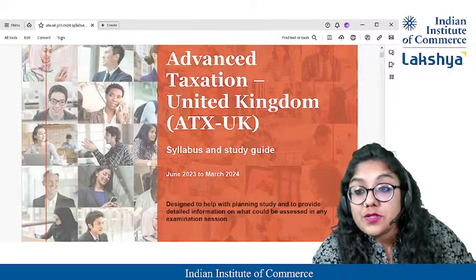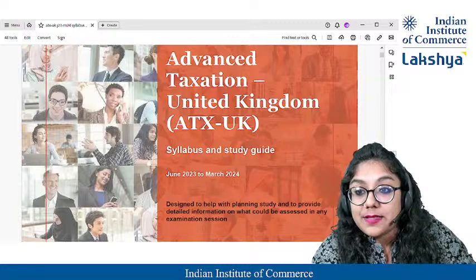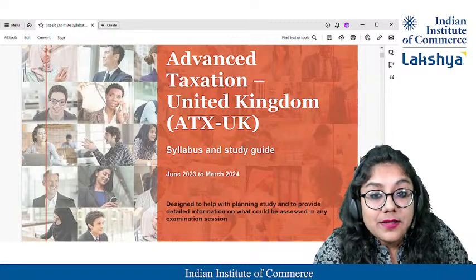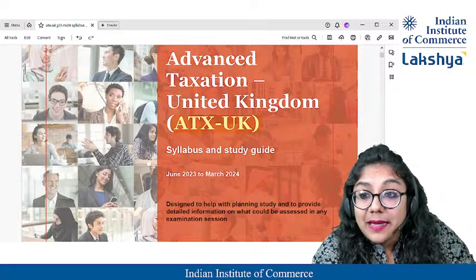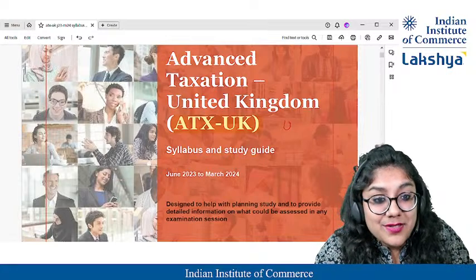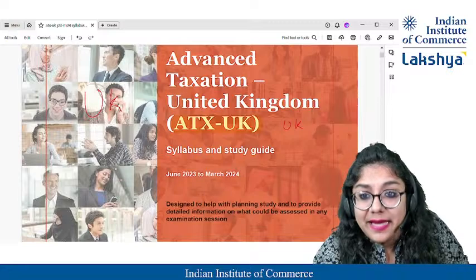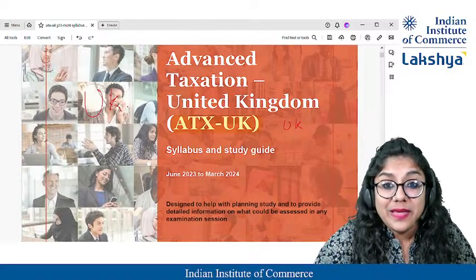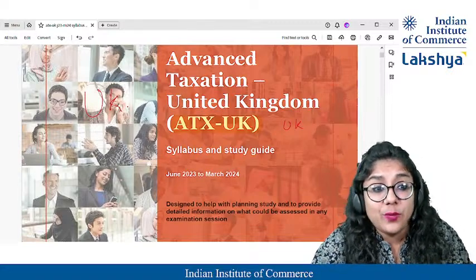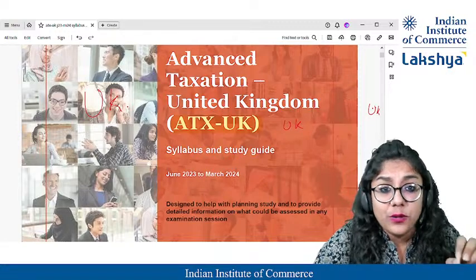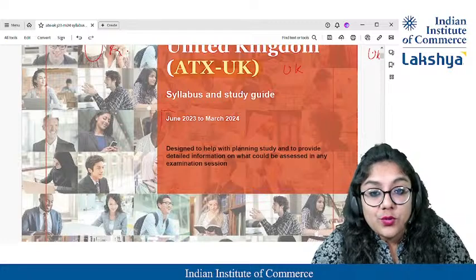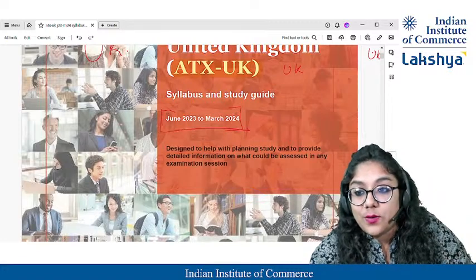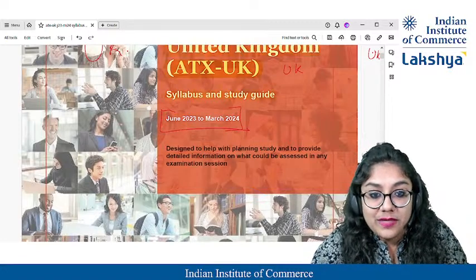Over here it's Advanced Taxation, and that too ATX UK. The first word I always want to highlight is ATX UK. Guys, please learn it's UK. Whenever you book your examination, please don't book any other variant. It is only the UK variant, and it is designed and applicable for June 23 and March 24.